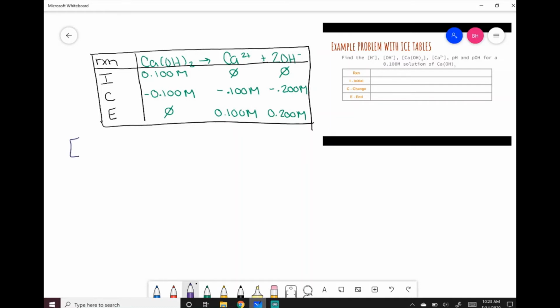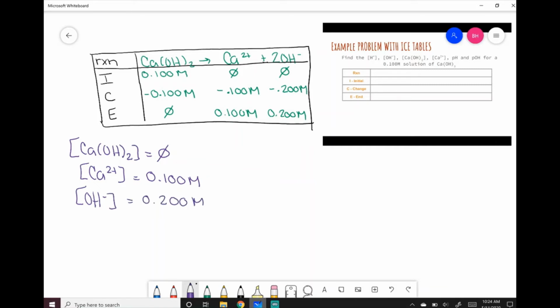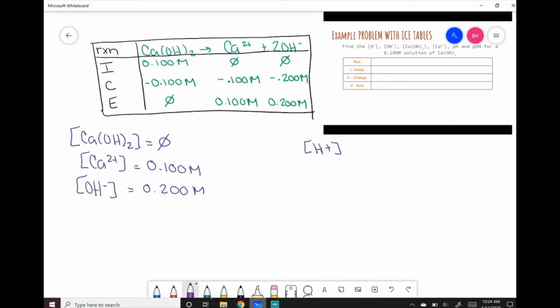So let's go ahead and start isolating and identifying some of our variables. So as I said before, we know our concentration of calcium hydroxide, and it is 0. We know our concentration of the calcium ion, and it is 0.100 molar. And we also know the concentration of my hydroxide, which is 0.200 molar. The only other thing that we don't know quite yet is the concentration of my proton. Now, there are many ways that you can figure this out. Based off of what I have right here, instead of figuring out my proton concentration, I'm going to figure out my pOH first.